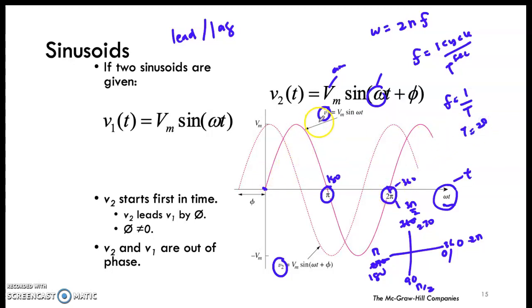Now let's compare V1 and V2. Which one is leading, which one is lagging? You look at V2, this dotted line here, and this one is V1. Which one comes earlier? V2 comes earlier. So V2 leads V1 by what? You need to see the difference in distance between the locations of V2 and V1. So it leads by phi, that is the phase. So we can say that V1 and V2 are not in phase, they are out of phase.